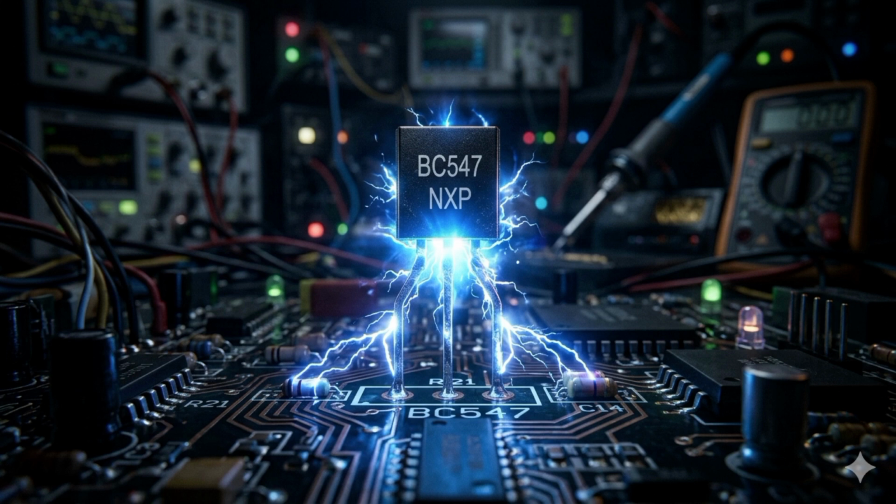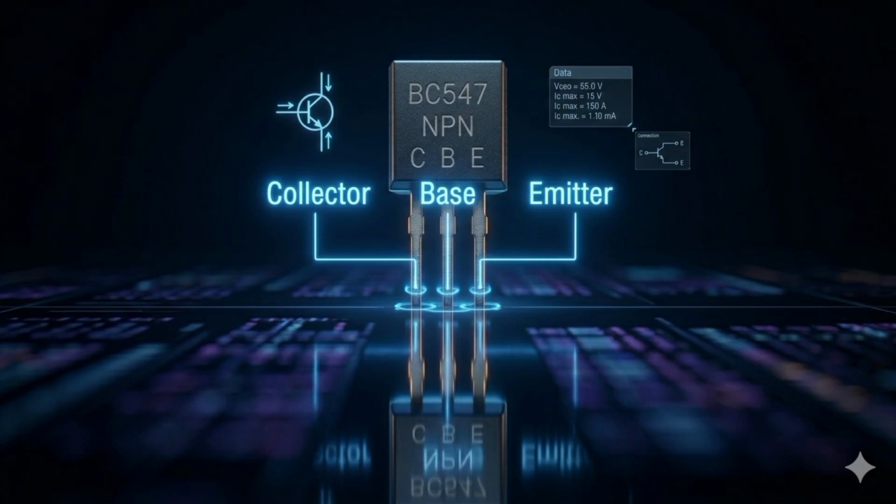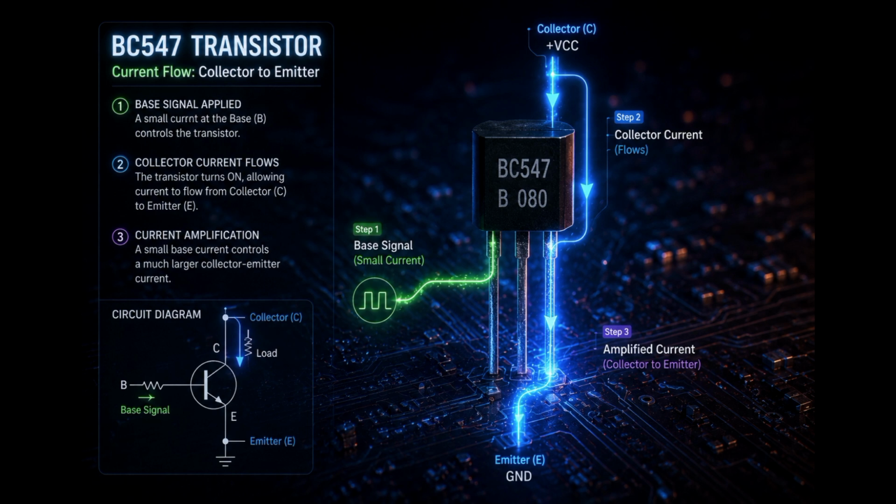Now let's talk about the BC547 transistor. BC547 is one of the most popular beginner transistors. It is cheap, easy to use, and perfect for learning electronics. This transistor has 3 pins: collector, base, and emitter. Each pin has a specific job. The base pin is the control pin. The collector pin receives current, and the emitter pin releases current.